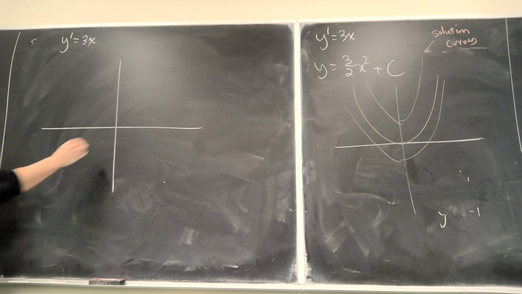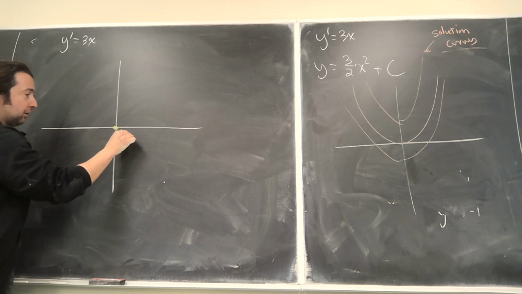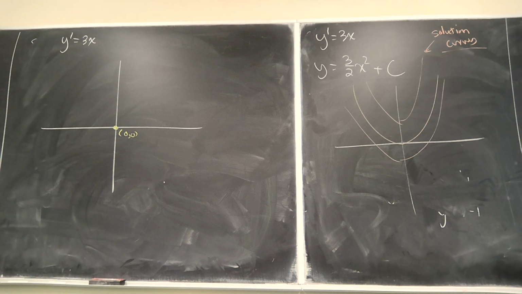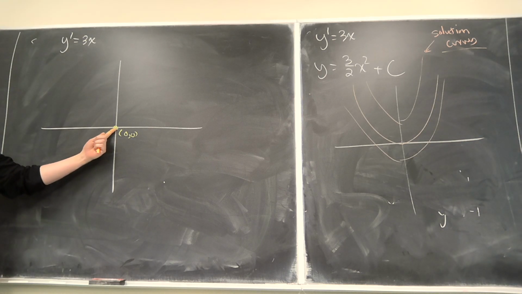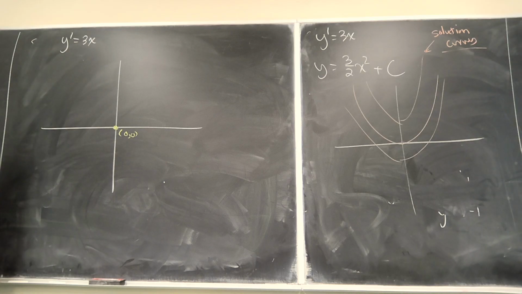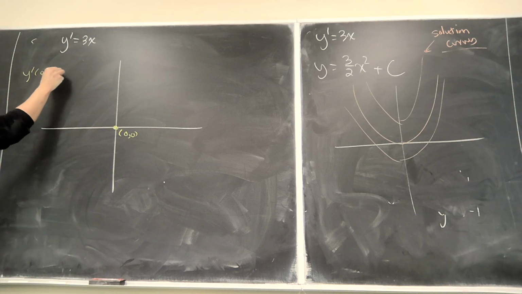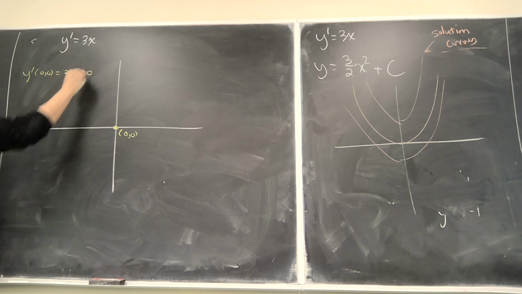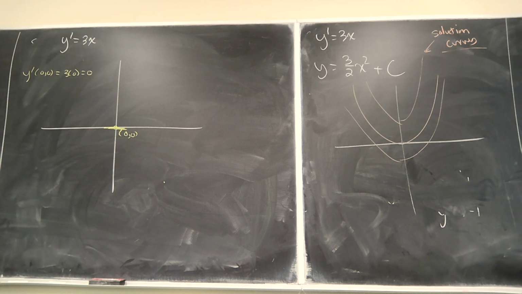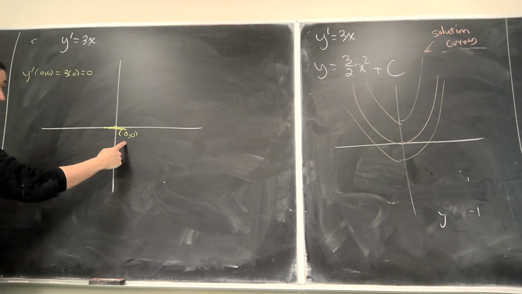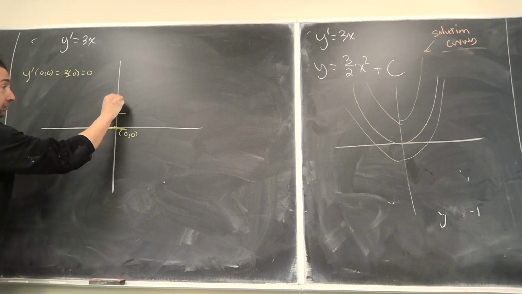So if I fed that equation the point 0, 0, hey, at the point 0, 0, if a solution happened to pass through the point 0, 0, what would the slope of that thing be? 0. Why? Because y prime at 0, 0 is 3 times 0, which is 0. At that point, the slope is 0. In fact, at every point where x is equal to 0, the slope is equal to 0.